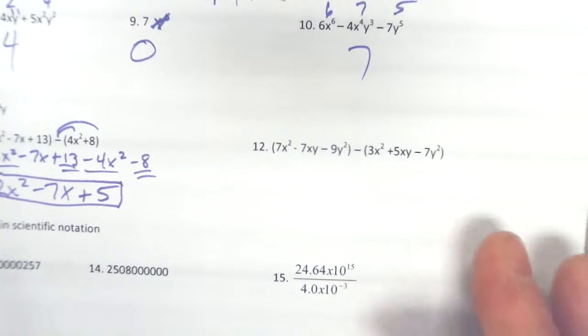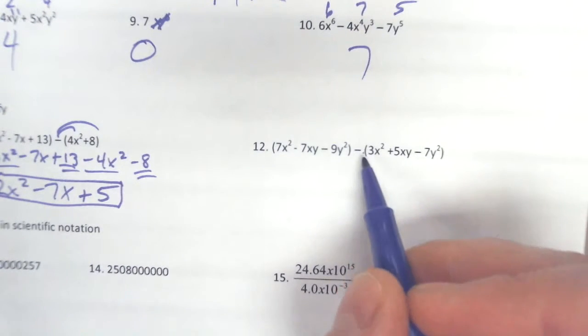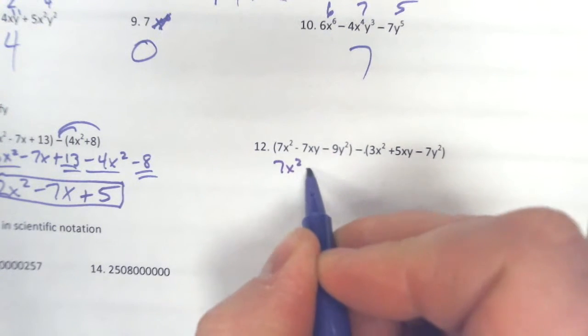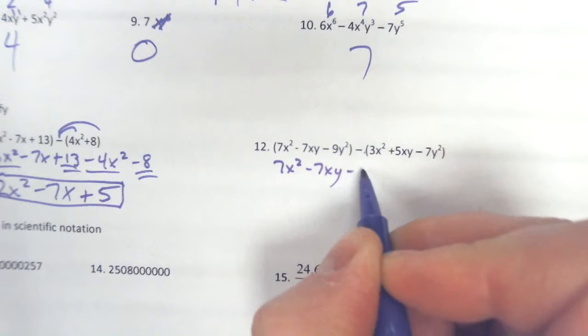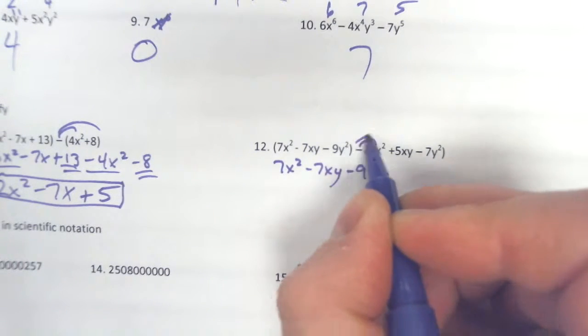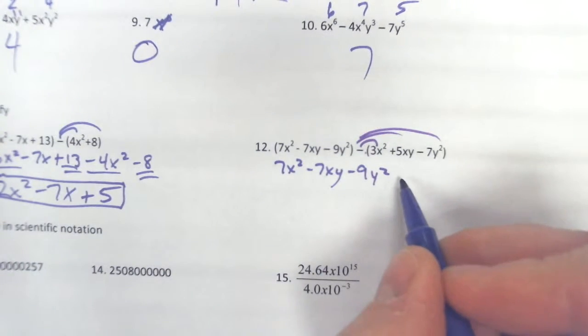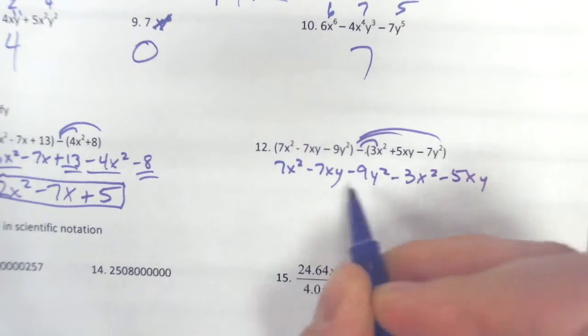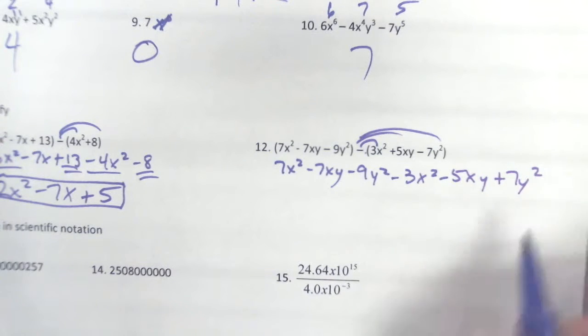For question number 12, again we have a minus sign between them, so I am going to get rid of the parentheses before I put like terms together. Distributing that negative to all three of them gives me negative 3x squared minus 5xy plus 7y squared.